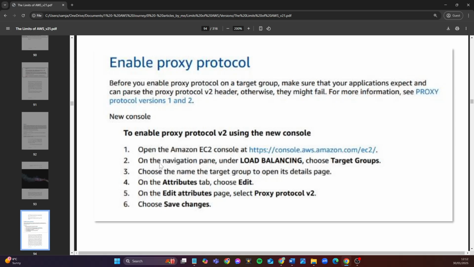1. Open the console. 2. Under load balancing, choose target groups. 3. Choose a name. 4. On the attributes of that group, choose edit. 5. So just select proxy protocol v2.